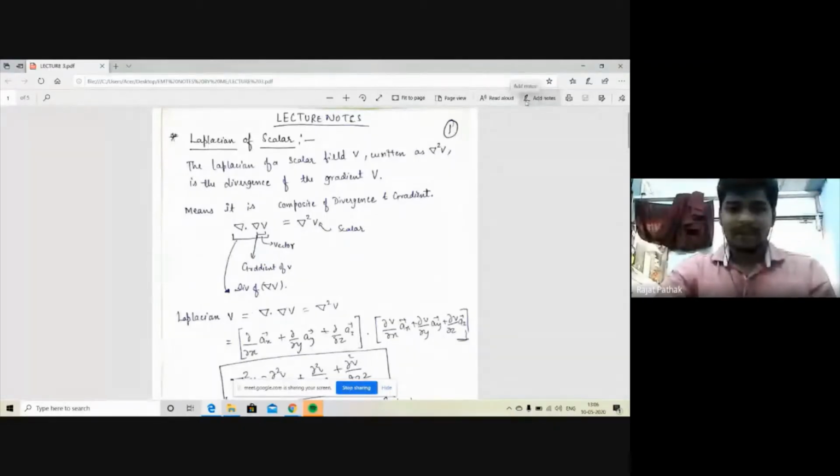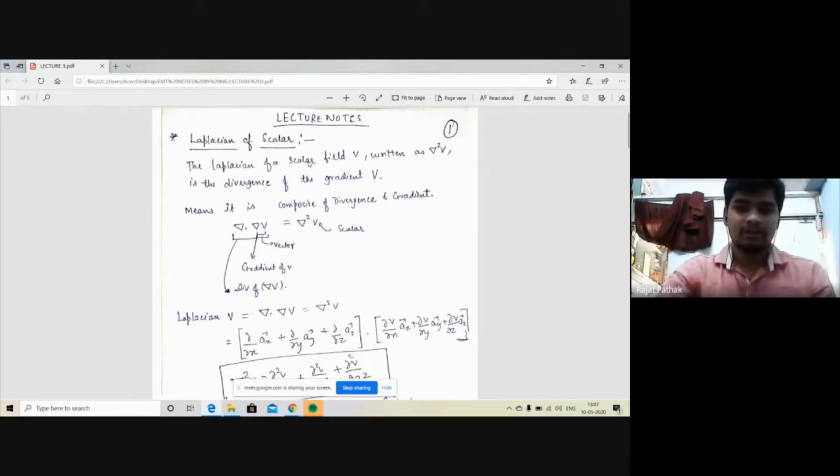Okay, so in last class we discussed the gradient, divergence, and curl of a vector, as well as the divergence theorem and Stokes theorem. We also did a problem on Stokes theorem. In this class we are going to discuss the Laplacian of a scalar quantity. What do we mean by the Laplacian of a scalar?